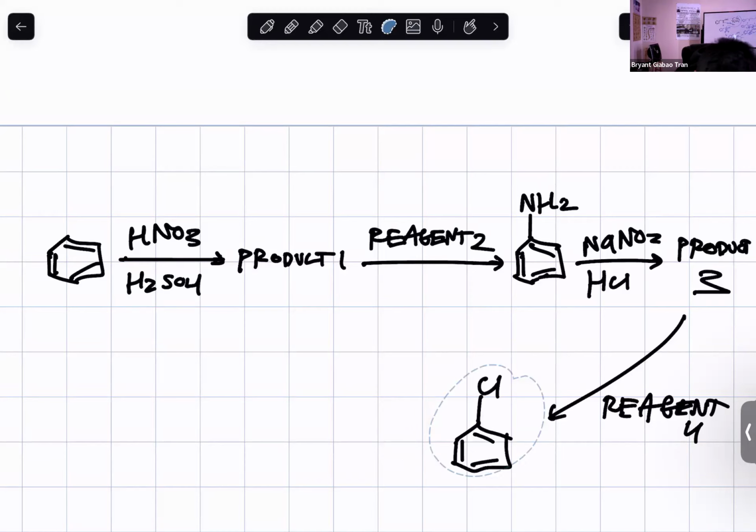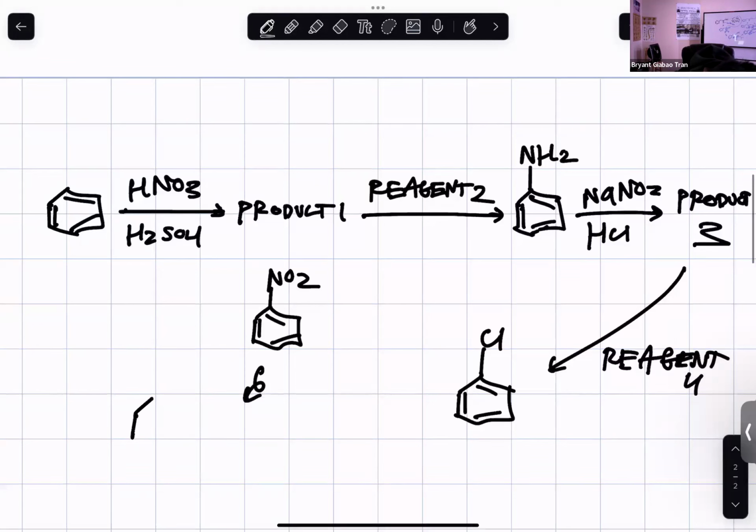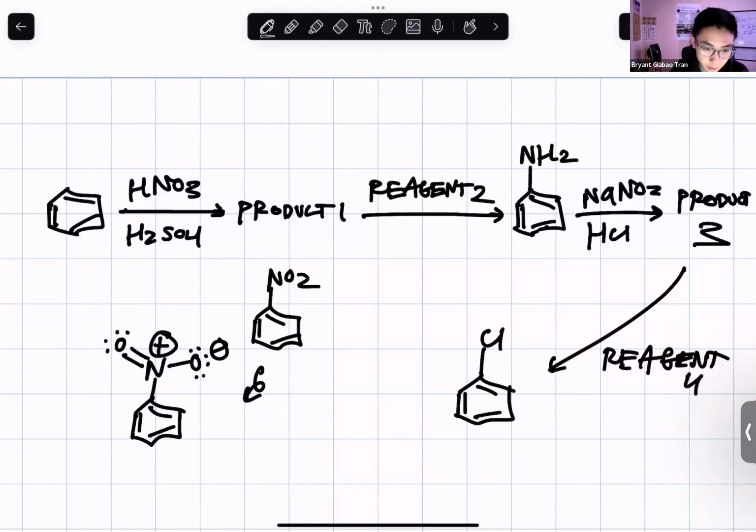Right. So nitration would give us this NO2 on the benzene ring, but on the homework, they might want you to draw it in this form here, where the nitrogen is single bonded to an oxygen with three pairs of electrons and a negative charge, double bonded to an oxygen with two pairs of electrons, and the nitrogen will have a full charge of positive one. So that's product one.